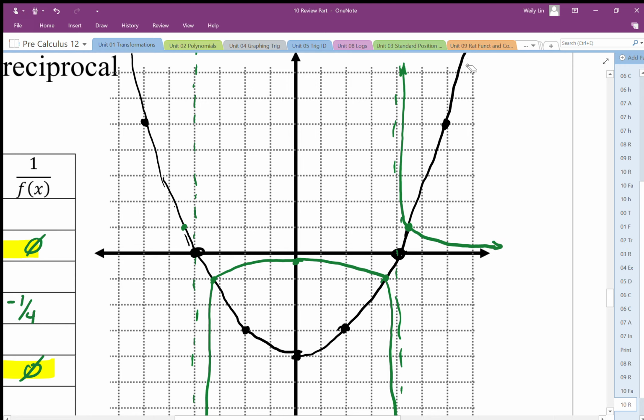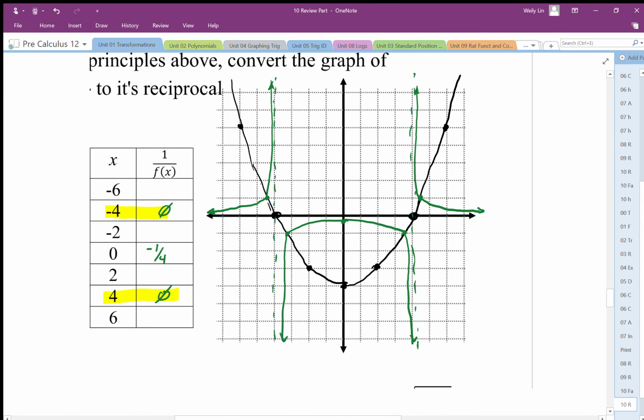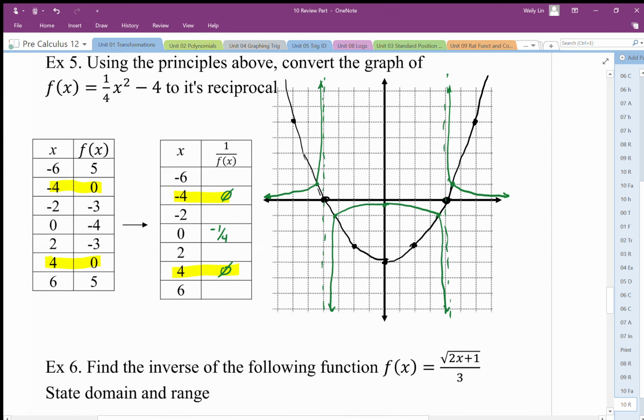As it goes to infinity, 1 over infinity tends towards the positive 0. And the same thing is going to happen on this side here. So we're going to go up to infinity, and this side is going to go towards 0. So there it is. Those are the main parts of the graph then.